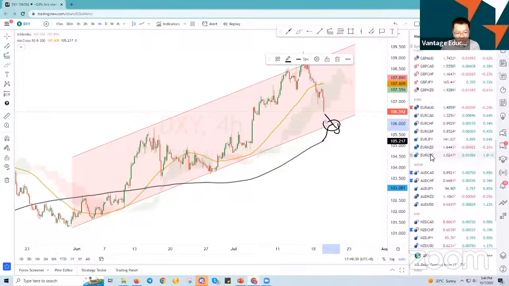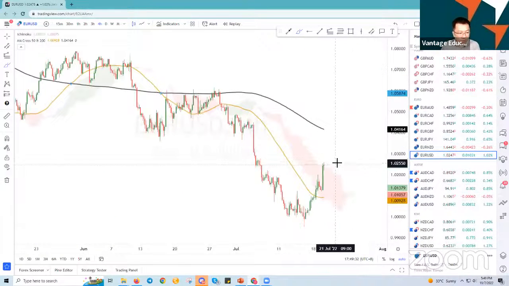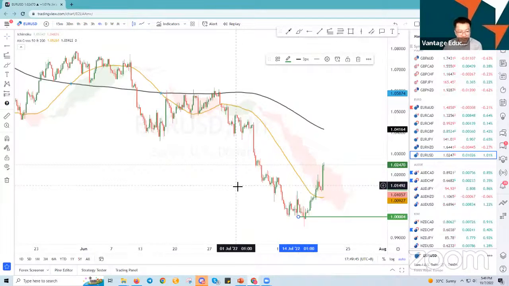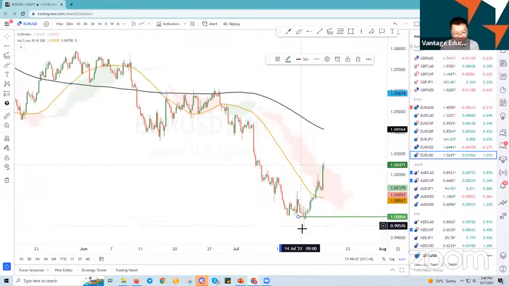Let's look at the euro dollar. So euro dollar was very interesting because it came all the way down, it shot down, tested that 1.00, the parity level. It broke below briefly before bouncing back up. Right now, it broke above that 50 MA into that cloud.